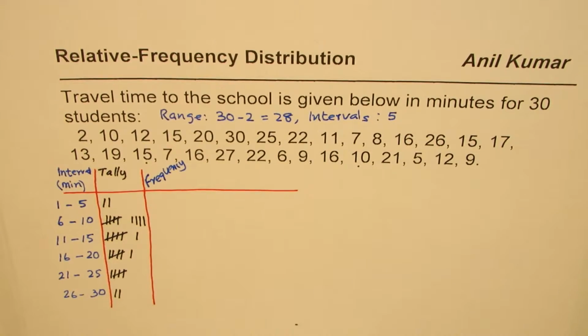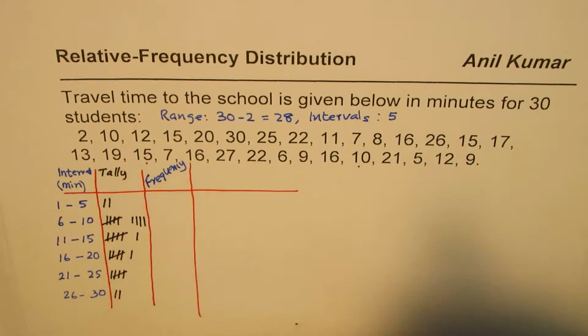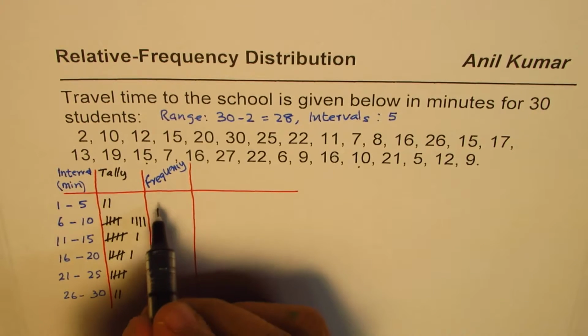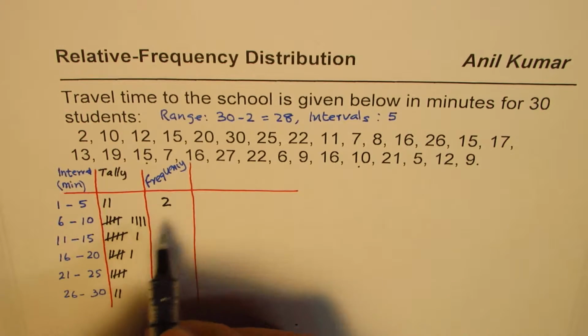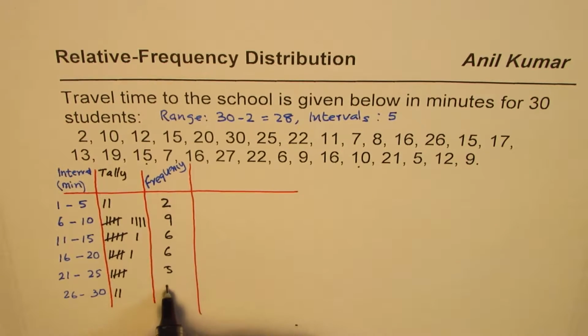Okay. Frequency is how many in each, right? How many? That is the frequency. So it's a simple addition of what you got in the tally chart. So we have 2 here, 5 and 4, 9, 5 and 6, 5 and 6, 5 and 2.